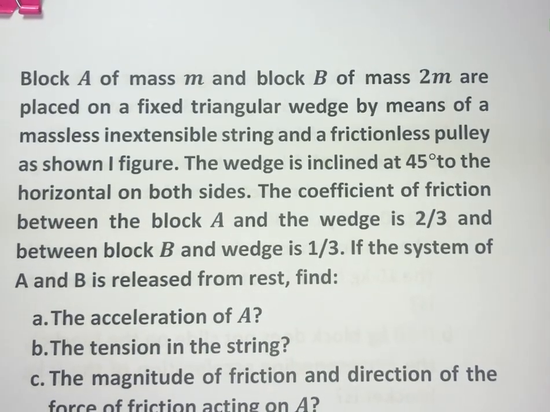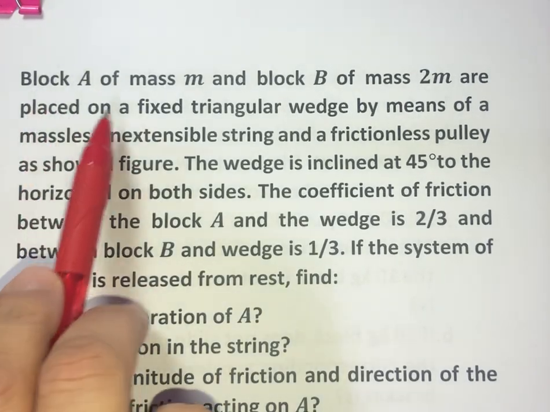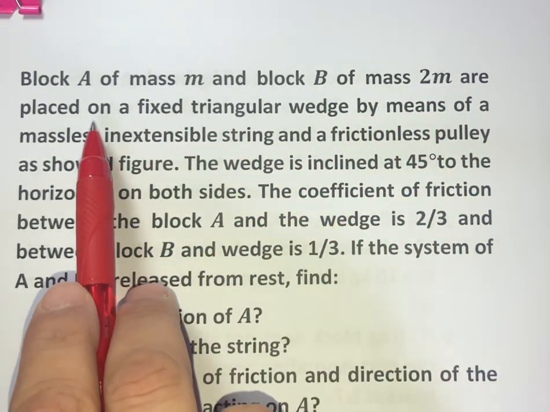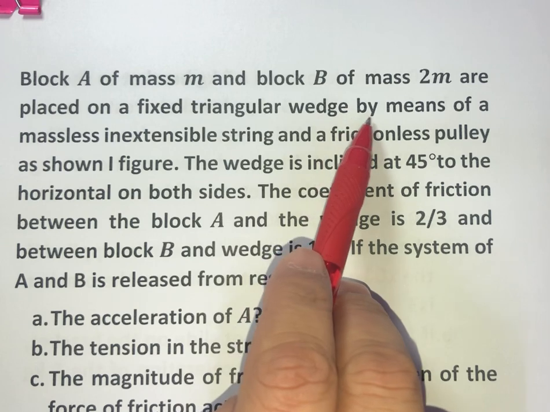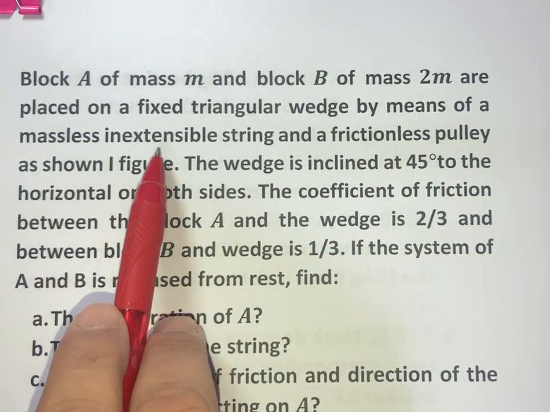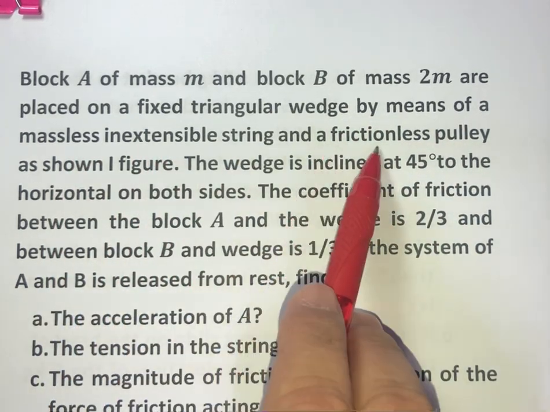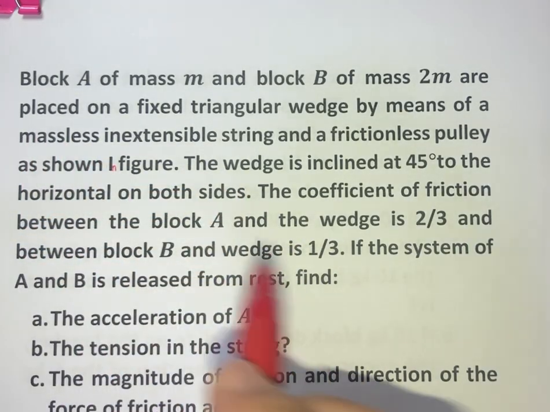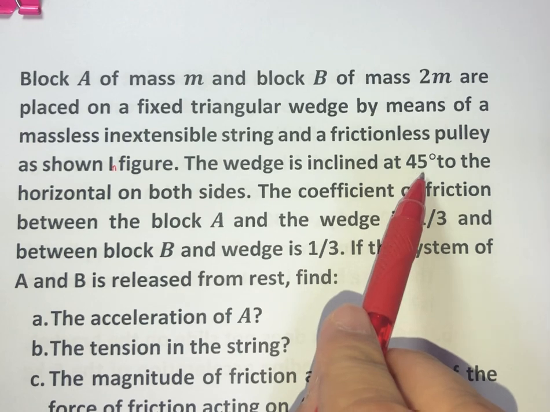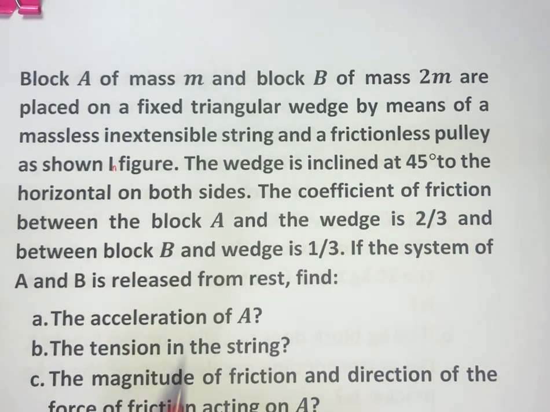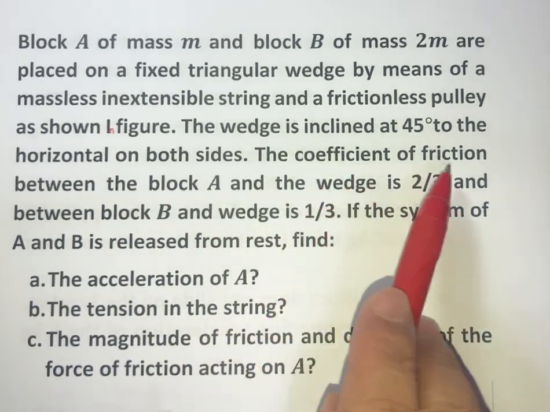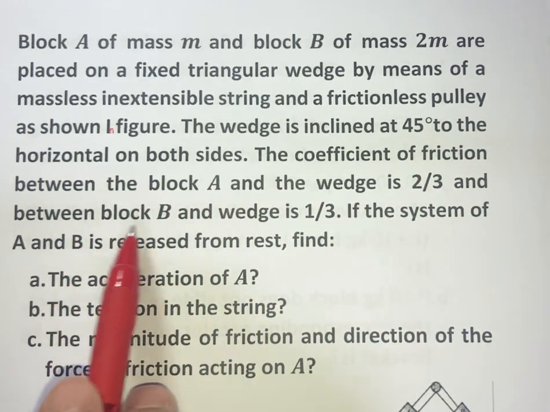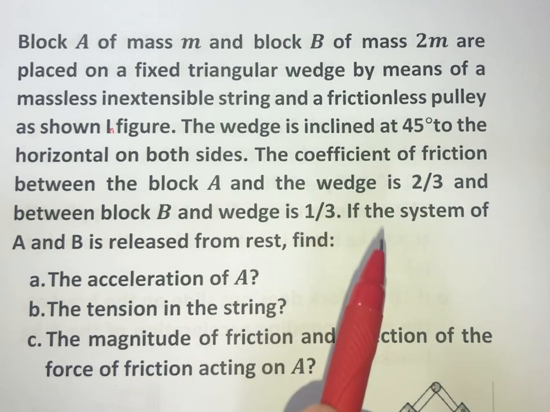Hello friends, from today's question: block A of mass m and block B of mass 2m are placed on a fixed triangular wedge by means of a massless inextensible string and a frictionless pulley as shown in the figure. The wedge is inclined at 45 degrees to the horizontal on both sides. The coefficient of friction between block A and the wedge is 2 by 3, and between block B and the wedge is 1 by 3.